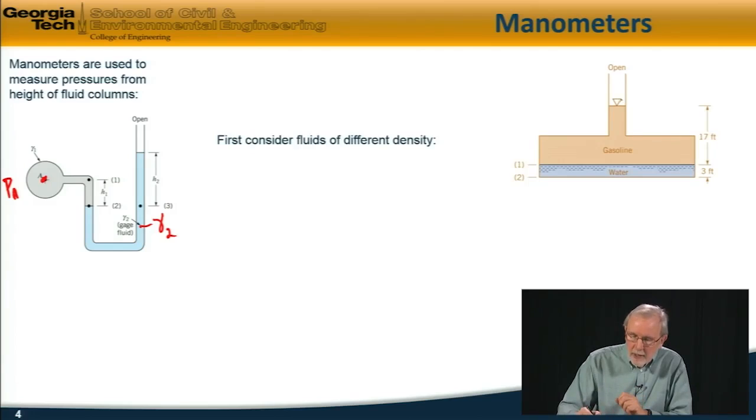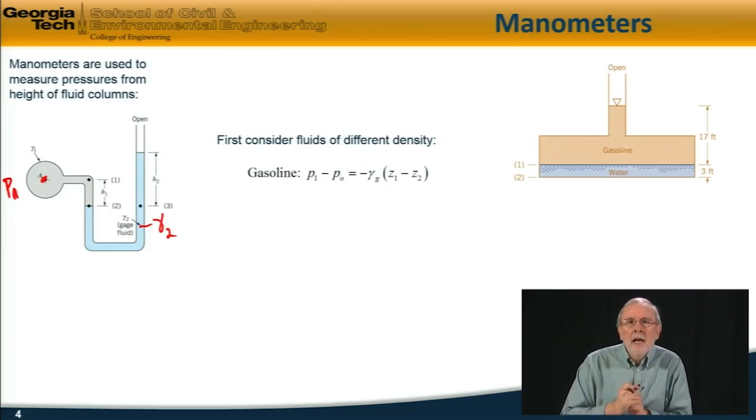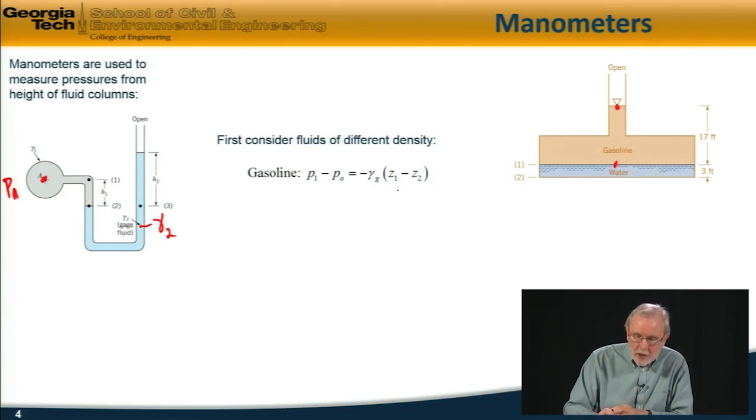So here I have an open column, which is filled with gasoline at the top, and it's overlaying an immiscible fluid, water, so the two fluids don't mix. What is the pressure at the bottom of these two columns? Well, to find that, first of all, we apply hydrostatics to the gasoline from this point to this point, and the difference in pressure between these 2 points, P1 minus P0, is just the pressure which is due to this column of gasoline, which is equal to minus gamma gasoline times the height difference, Z1 minus Z0.